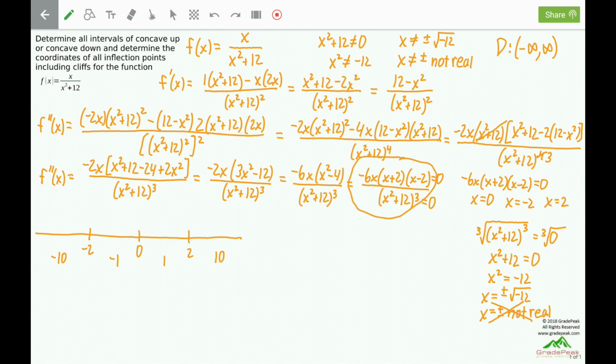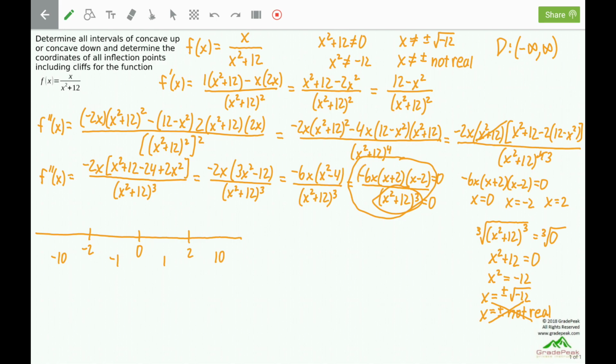Now, a couple things about this. In the denominator, we have x squared, which will be positive or as low as maybe 0 to plug into it. But then it's added with 12, and that means that it's a positive number. And then the entire thing is cubed, and a positive number cubed will be a positive number. So that denominator is always positive, and therefore does not affect the sign of the second derivative. So that portion doesn't matter.